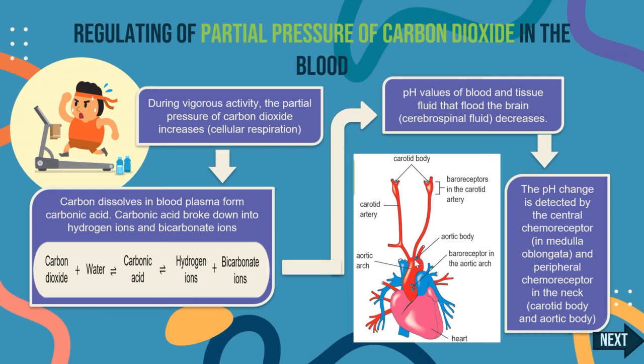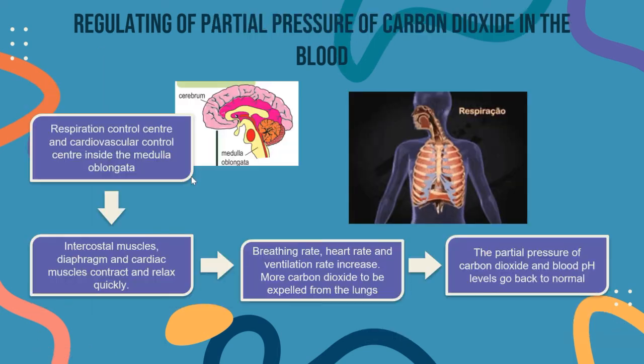So this is our aortic arch and aortic body here. Okay, so this is the baroreceptor in the carotid artery here. So this is the aortic body. Okay, so next, what happened? We go to the next slide.